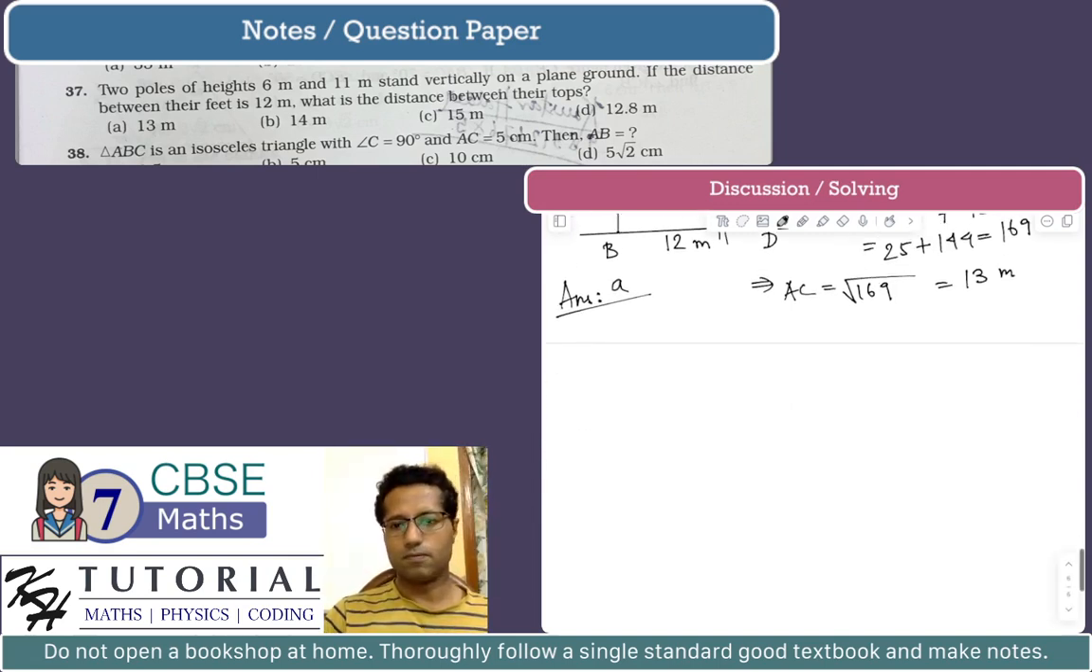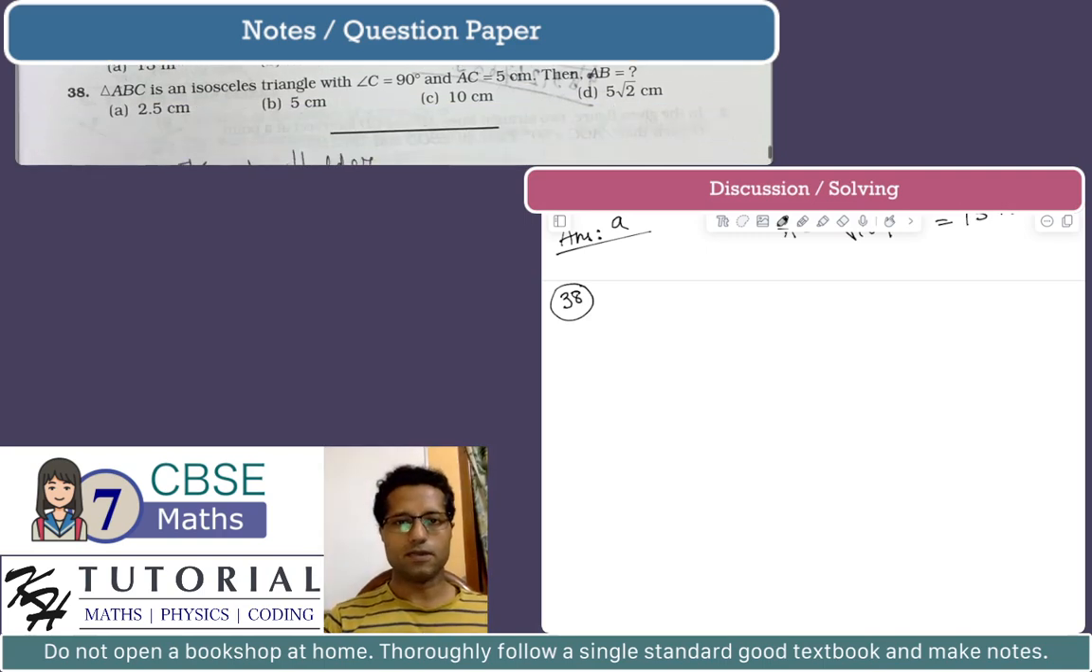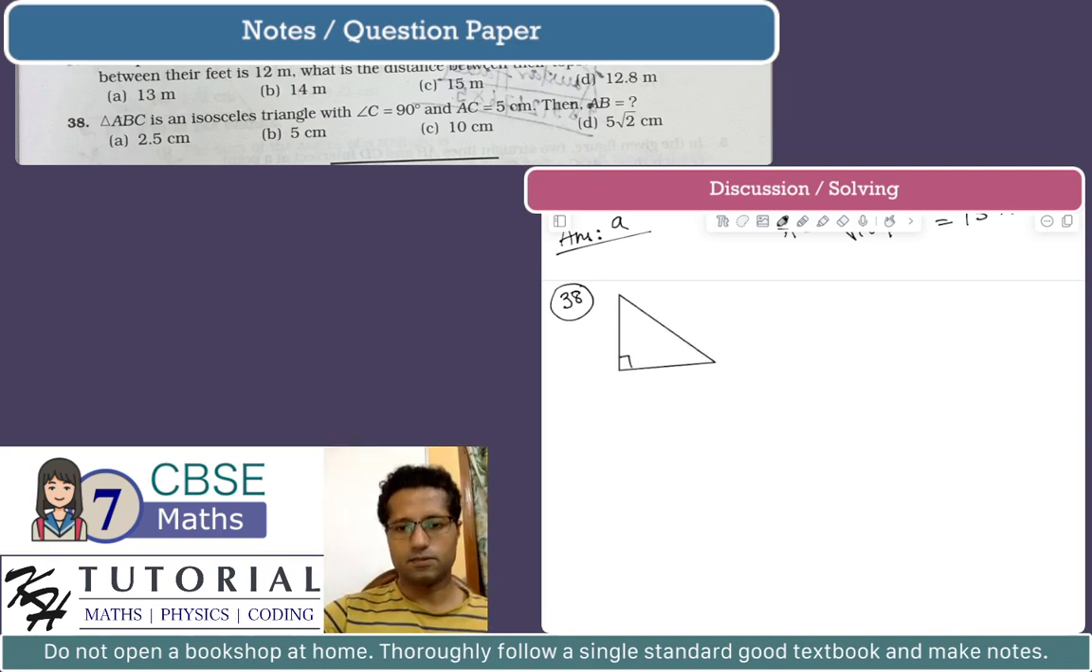Let's do problem number 38. ABC is an isosceles triangle with angle C equal to 90 degree. So the triangle will look something like this. The triangle is right angled at C. So let's say A and B.